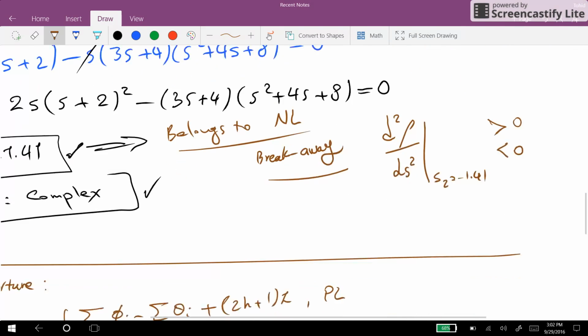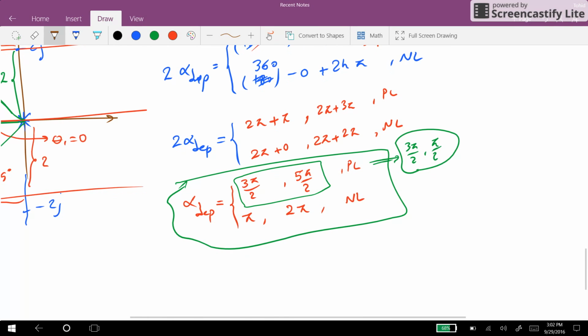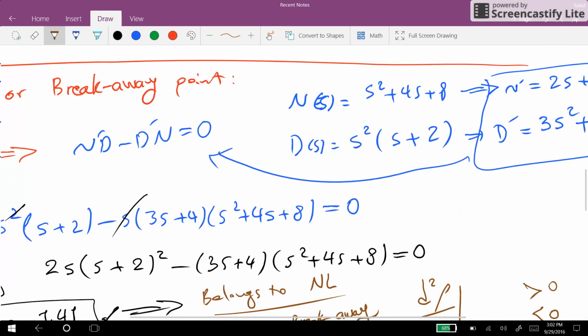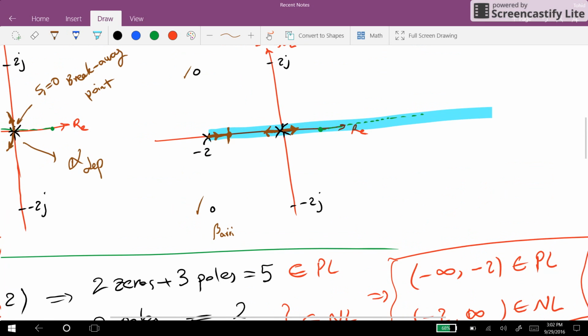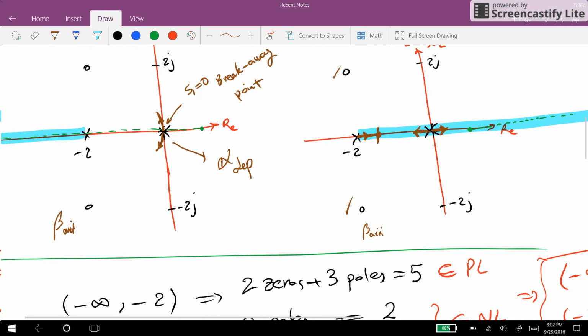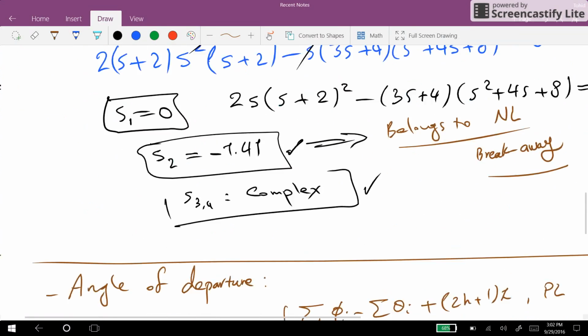For the negative locus, on the other hand, we have pi and 2 pi, or 2 pi is equal to 0 as well. So we will have pi and 0 for the angles of departure. And that's what I already have mentioned. We have the branches departing from the poles with the angle of pi and 0, as we can see here. So next thing to consider is to find out the angle of arrival at the zeros.